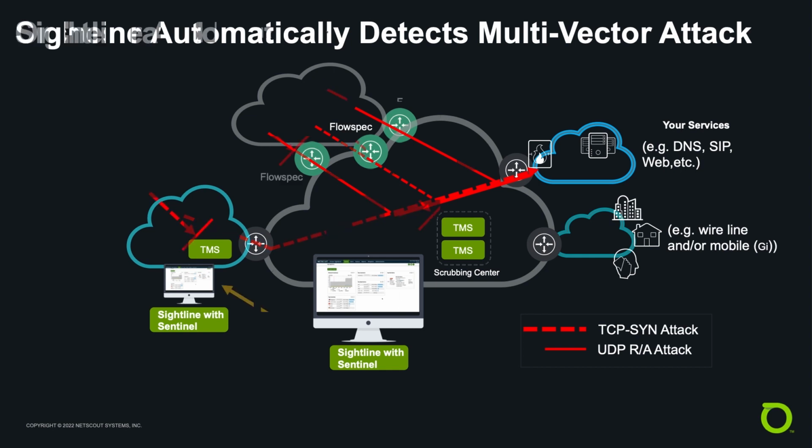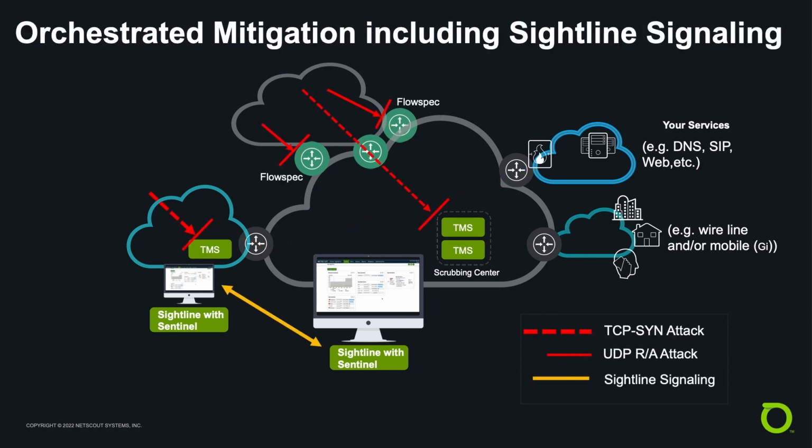Sightline detects the attack and begins mitigation using a combination of TMS and BGP flowspec, as shown earlier. However, there is a third option we can also use to aid in our mitigation. Sightline signaling allows attack information to be sent from one Sightline environment to another, shown here as an upstream provider. Using Sightline signaling, we can inform our provider of this attack, at which time they can provide mitigation and prevent this attack traffic from ever entering our environment.